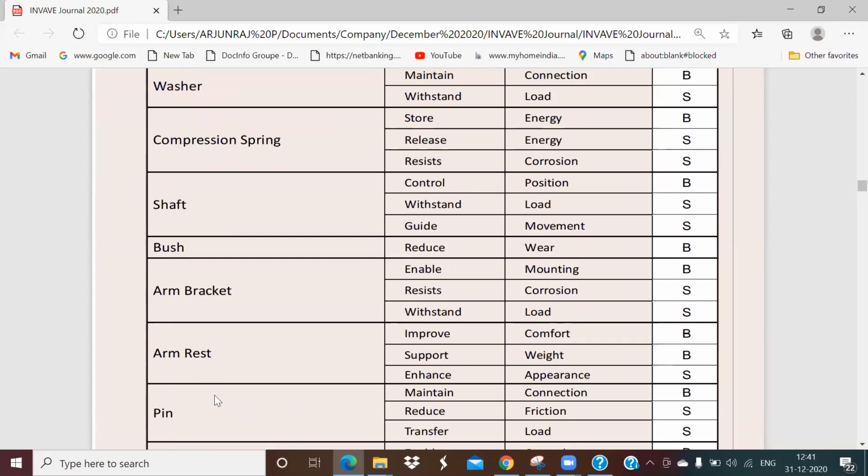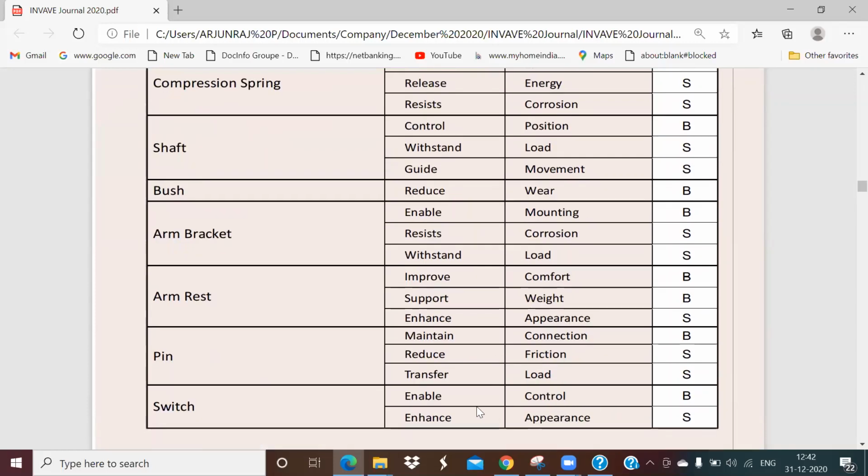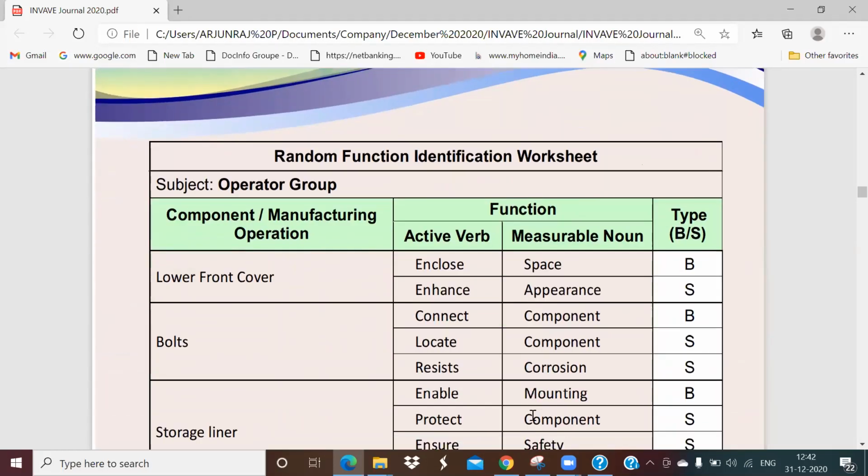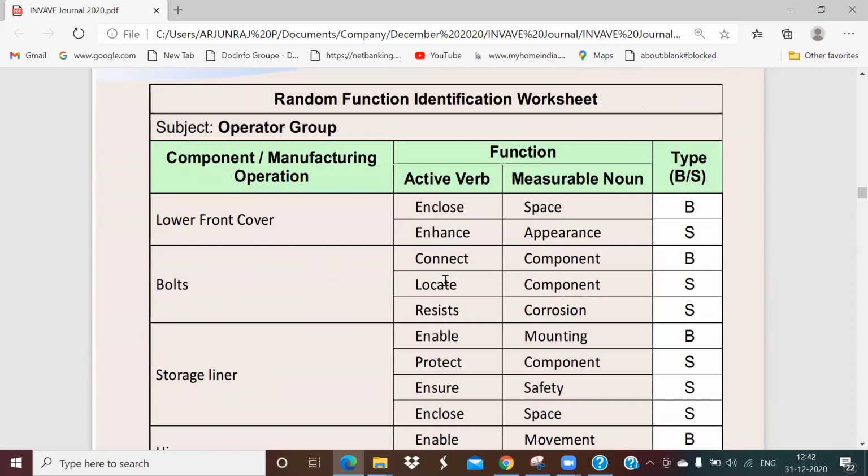Now the pin. Why do you need to have the pin? For the connection, to maintain connection, and also transfer load and also reduce friction. You need to have the switch to enable control and enhance appearance. You have the bolt to connect component, locate component, resist corrosion.